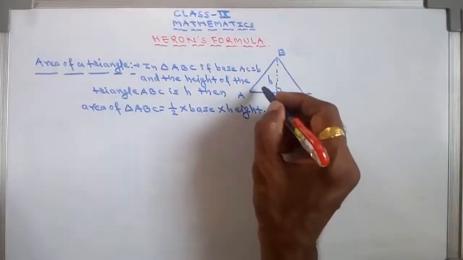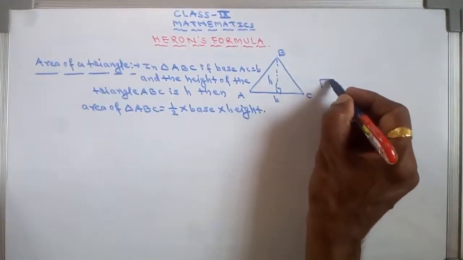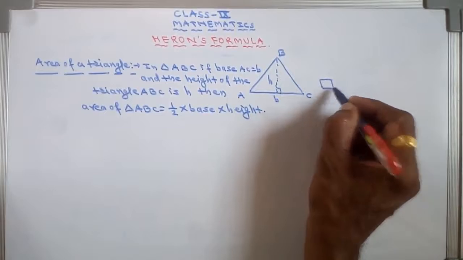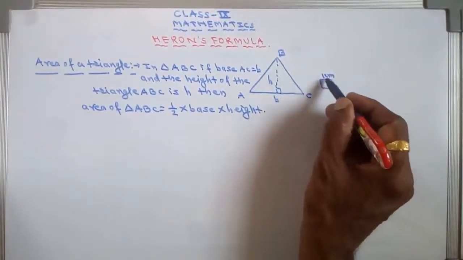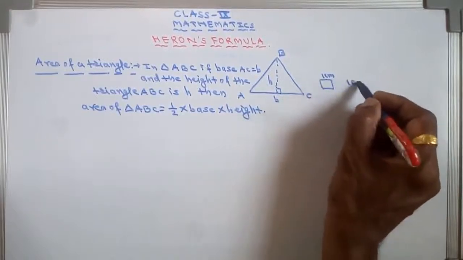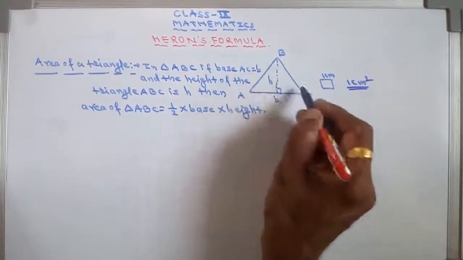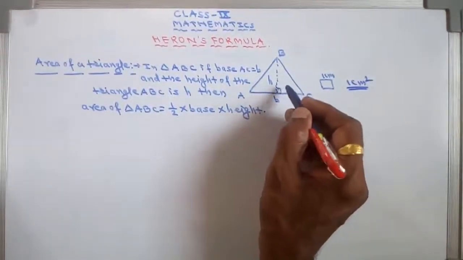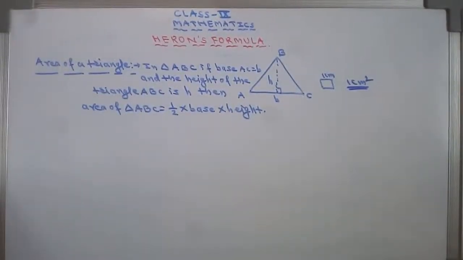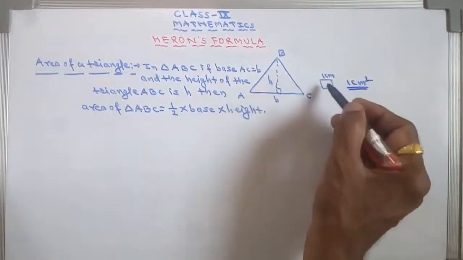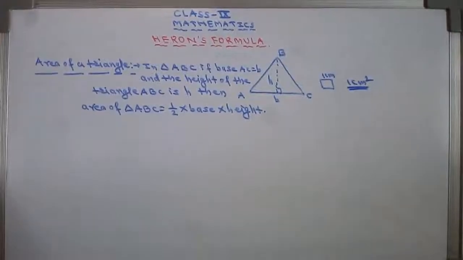Actually, what does the area of the triangle mean? Suppose you have 1 centimeter this side, 1 centimeter this side, and so on, so this is a square. Each side is 1 centimeter. Therefore the area of this square is 1 centimeter square. So how many squares can be occupied in this triangle? That will be the area of that triangle. If it is, suppose, 12 centimeter square, it means 12 squares can be occupied in this triangle. So that is the area of the triangle ABC.